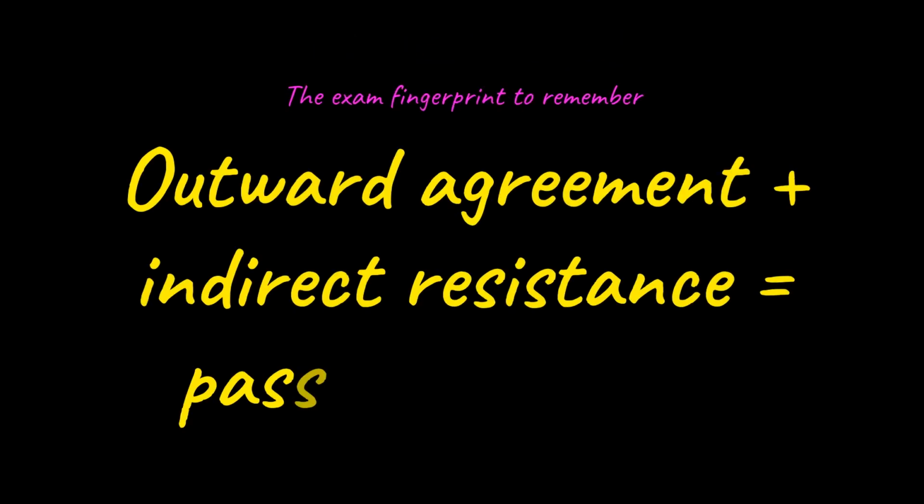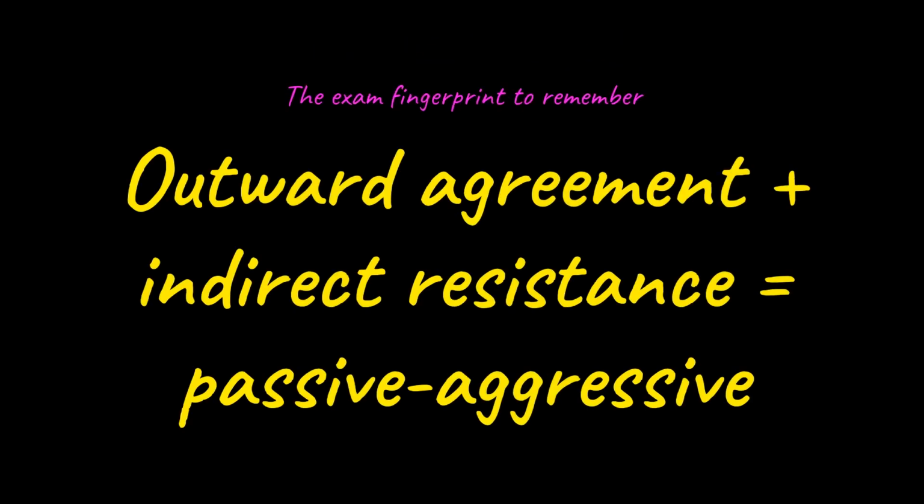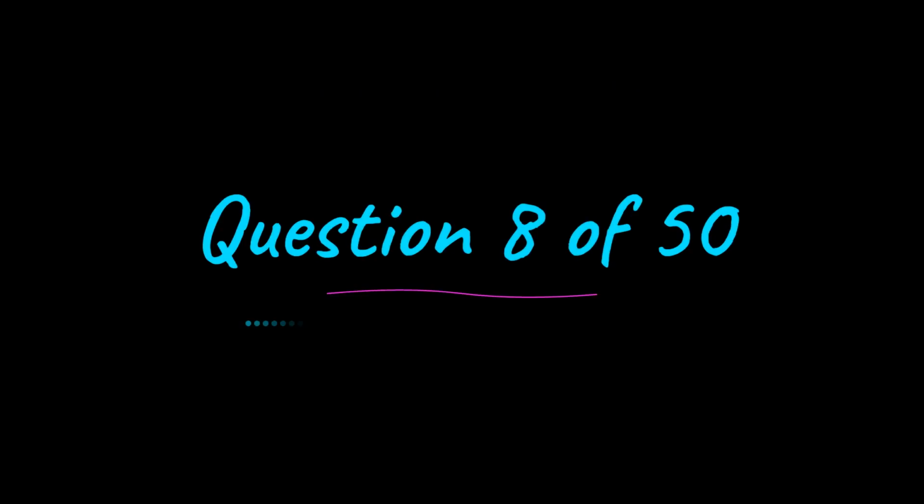On the exam, when a stem describes someone who agreed in the meeting but then missed deadlines, made sarcastic comments, or gave the silent treatment, that combination is the unique fingerprint of passive-aggressive communication. No other style pairs surface compliance with covert resistance.